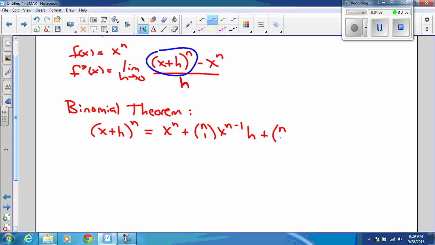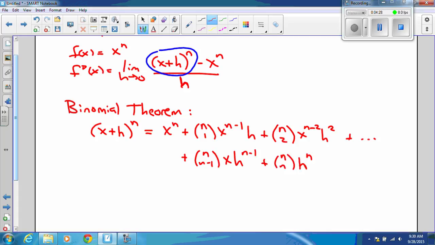What I claim is that this guy right here can be written as the sum of n plus 1 terms containing powers of x and h whose exponents add up in all cases to n, and whose coefficients are the choose numbers or the combination numbers n choose k.